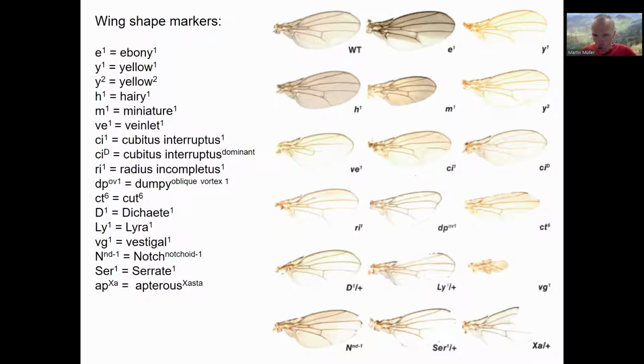Then you have some which are more not so easy to spot. Let's say this cubitus interruptus here, that's the cubital vein. And here it is interrupted, giving the name to the particular gene called cubitus interruptus. Maybe Marcus will mention this gene tomorrow in his lectures when he introduces hedgehog signaling, I don't know.